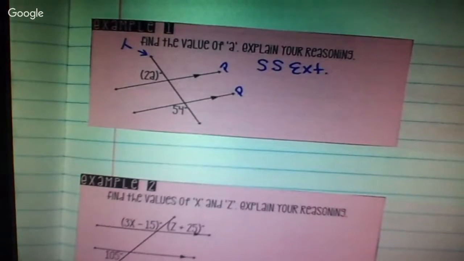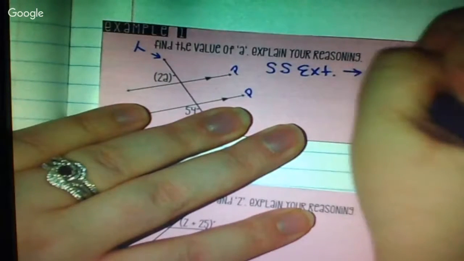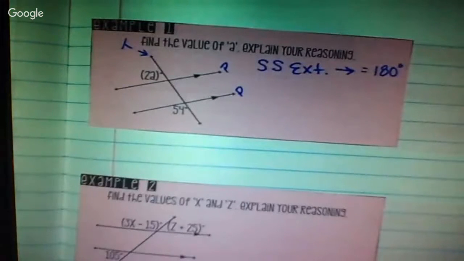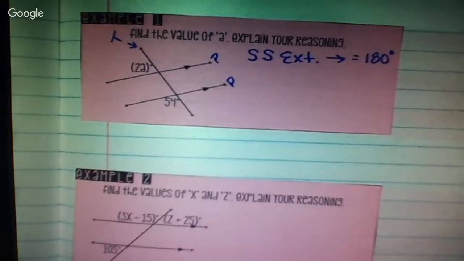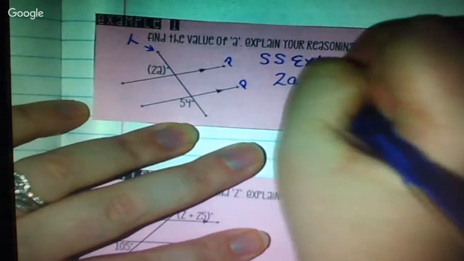Do we have to write complete sentences? No. Okay. This is good enough. What I'm doing right here is good enough for what I need to see. Okay. Same side exterior. If they're same side exterior, that means they're what? Equal to 180. Remember, same side begins with an S. Supplementary begins with an S. If they're supplementary, that means they're equal to 180. So when I go to solve this, what should my equation look like? 2A plus 54 equals 180.